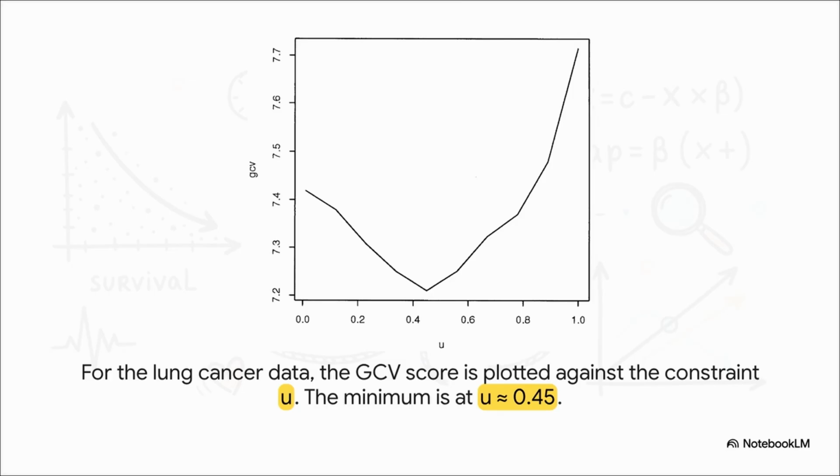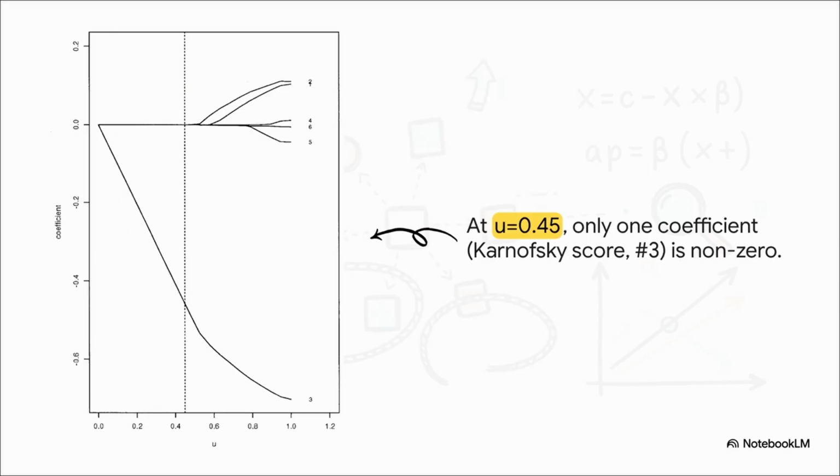They used some lung cancer data. And what you see here is a plot of the GCV score. Our goal is to find the lowest point on this curve, because that's our sweet spot. And right here, you can see it bottoms out at about 0.45. That's our optimal budget. And this is where it all comes together so beautifully.